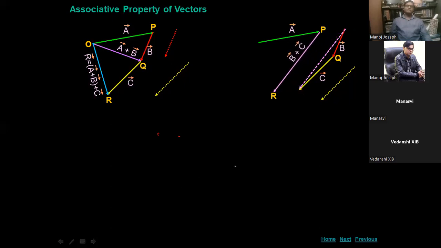If I bring B plus C and attach it with the head of A, then the other side, when the tail of A is joined with the head of the resultant BC, the third side QR will be A plus (B plus C) in the bracket. This is called the associative property of vectors.